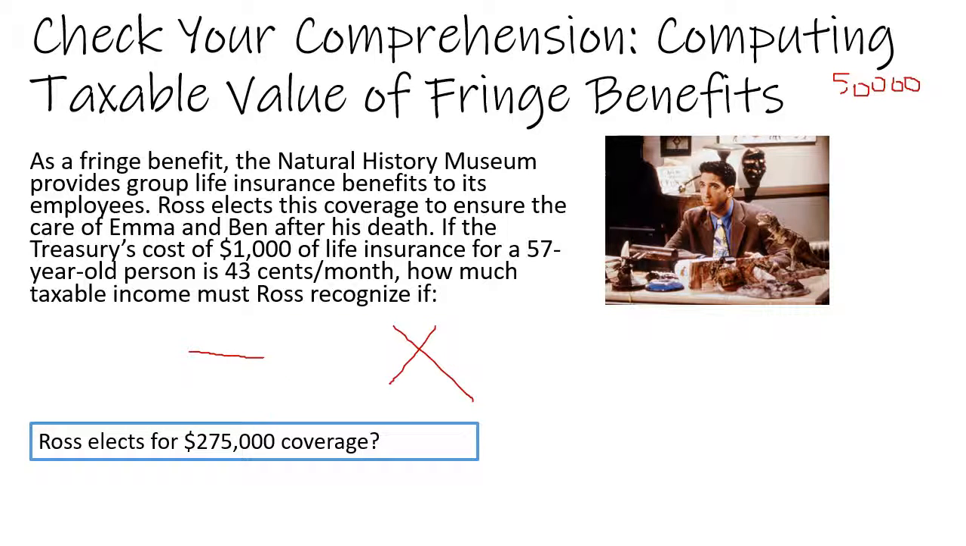So now, what if Ross, recognizing that he has two offspring who will need his support if he passes away, elects for $275,000? Well, we know that he's taxed on the benefit above $50,000. So this would be $275,000 minus $50,000. So only the $225,000 is considered excess.